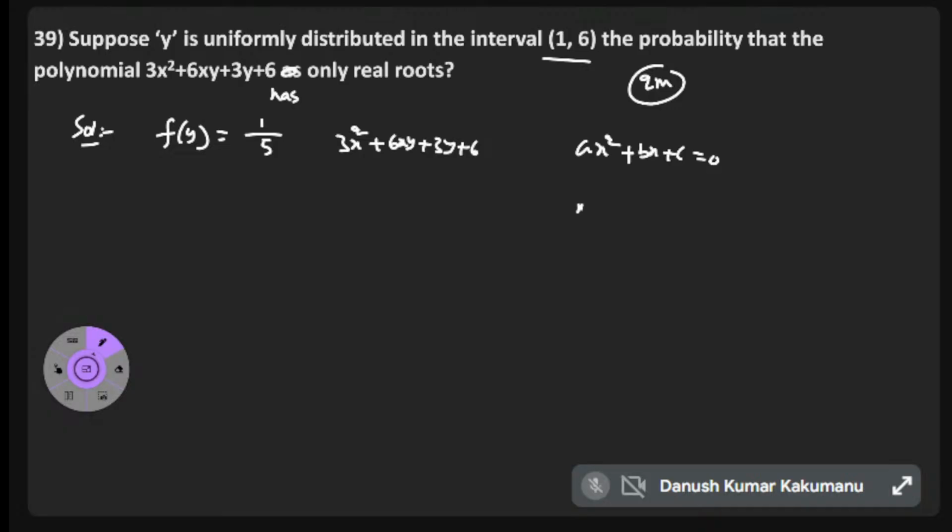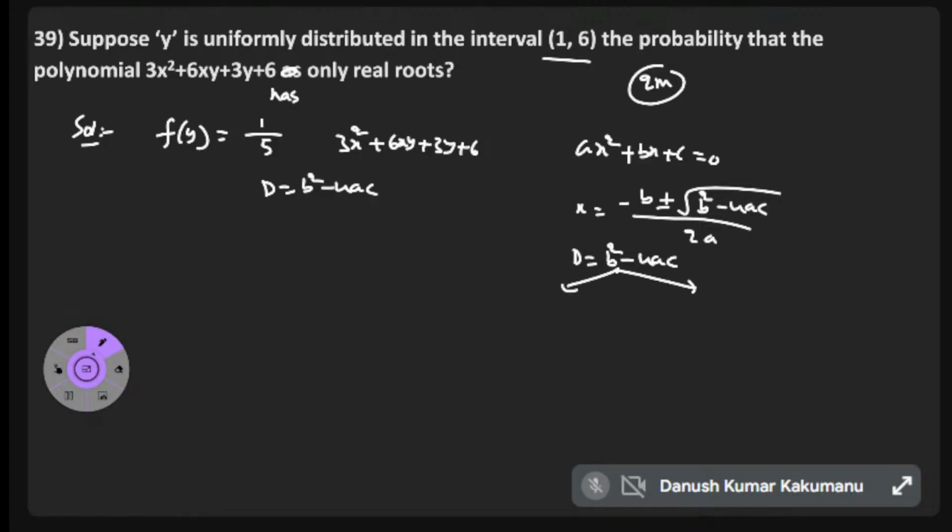What are the roots here? Minus b plus or minus square root of b square minus 4ac, over 2a. Very good. On what basis are we deciding whether roots are real or complex? Depending on the discriminant. What is the discriminant here? b square minus 4ac. If the discriminant is less than 0 or greater than or equal to 0, two cases arise.